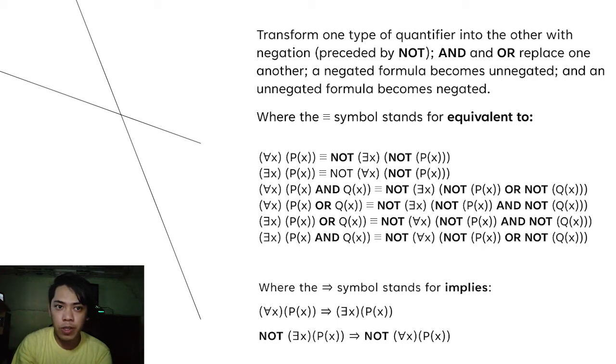Transform one type of quantifier into the other with negation, which is preceded by not. And and or replace one another, a negated formula becomes a negated formula, and a negated formula becomes negated. Some special cases of this transformation can be stated as follows, where the triple bar stands for equivalent to. So notice that the following is true, where the arrow symbol stands for implies.